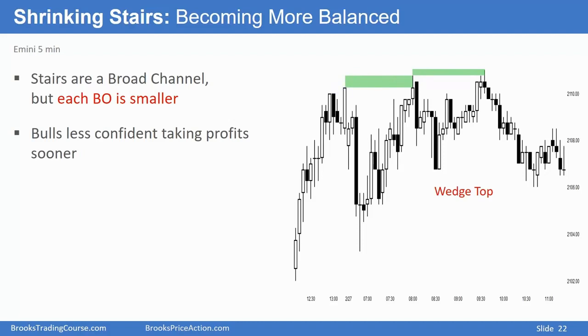The bulls are less confident that the market's going to continue higher, so they're quicker to take profits. The bears are more confident that it's going to evolve into a trading range soon, and they're more eager to sell. So the height of this breakout is 2 ticks, and the height of that breakout is only 1 tick. It's also 3 pushes up, 1, 2, 3, so a wedge top.